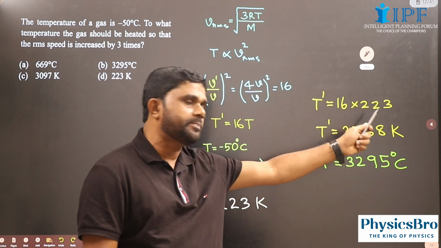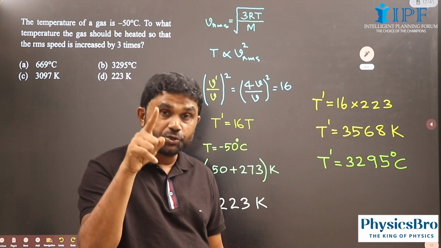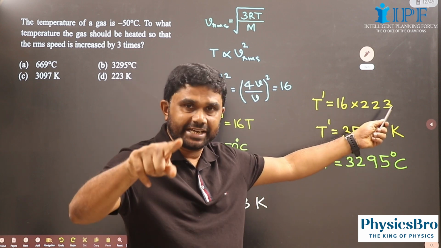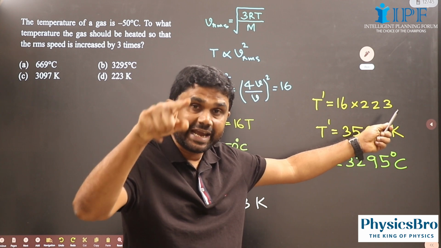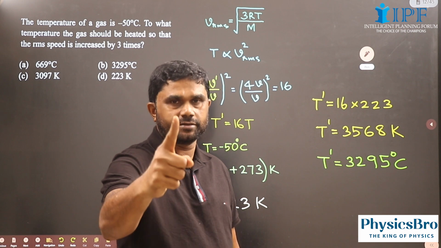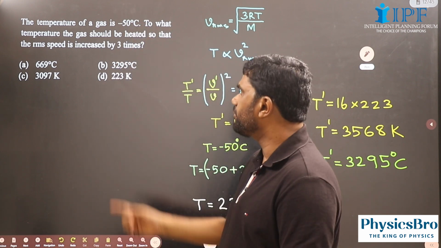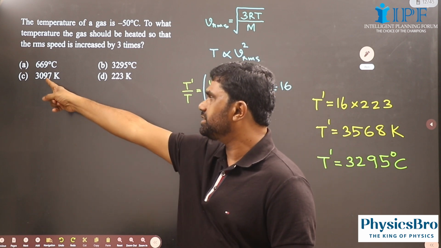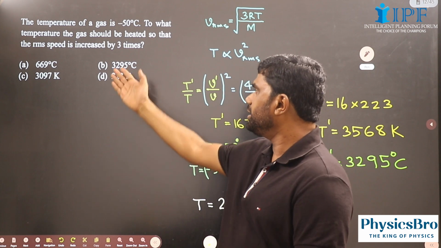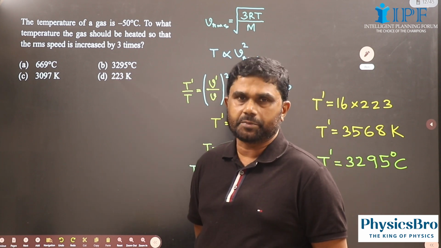You need not multiply this. See, if you multiply this at the unit place, what will you get? See, 6 into 3, that is 18. So at the unit place you will get 8. Children, if the final temperature is in Kelvin, at the unit place there must be an 8. Okay, see, we have 2 choices in Kelvin. One is 3097, there is no 8 at the unit place. And the next is 223, here also there is no 8 in the unit place, right?